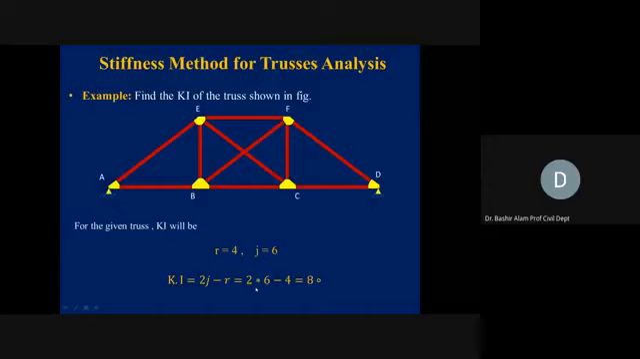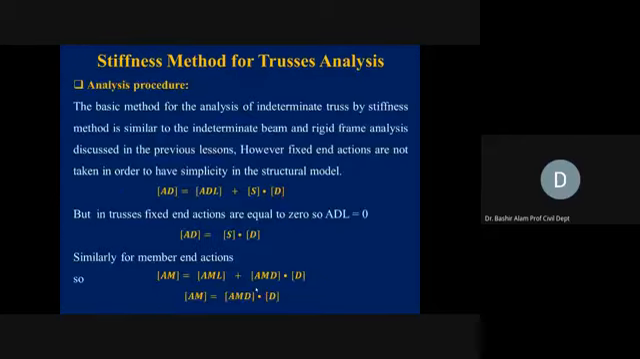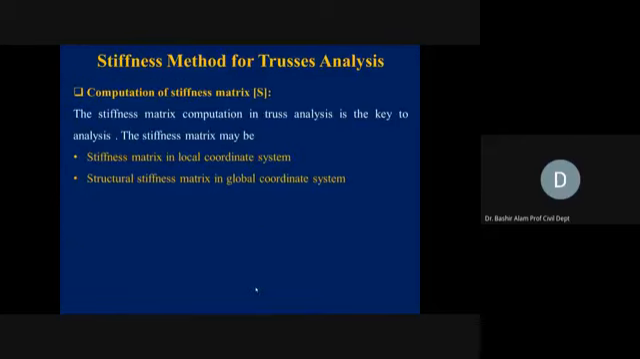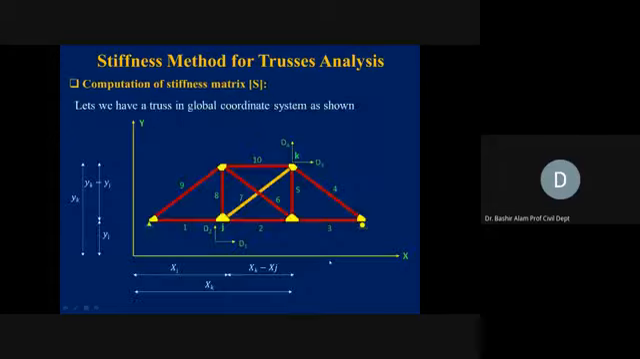Now remember, the local axis system we also call the member axis system. And the global system is also known as the structural axis system, or structural coordinate system. So we will be developing the stiffness matrices using these two concepts: the stiffness matrix in the local coordinate system, which is for the member axis, and the structural stiffness matrix in the global coordinate system. So let's discuss this now.